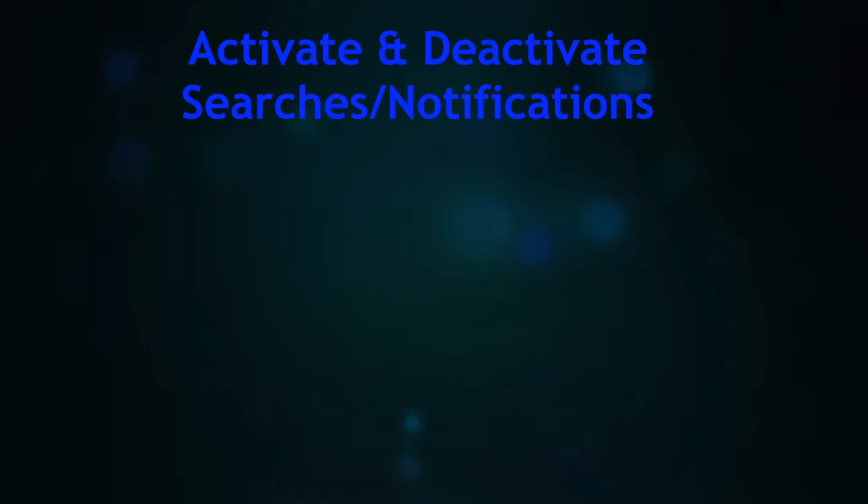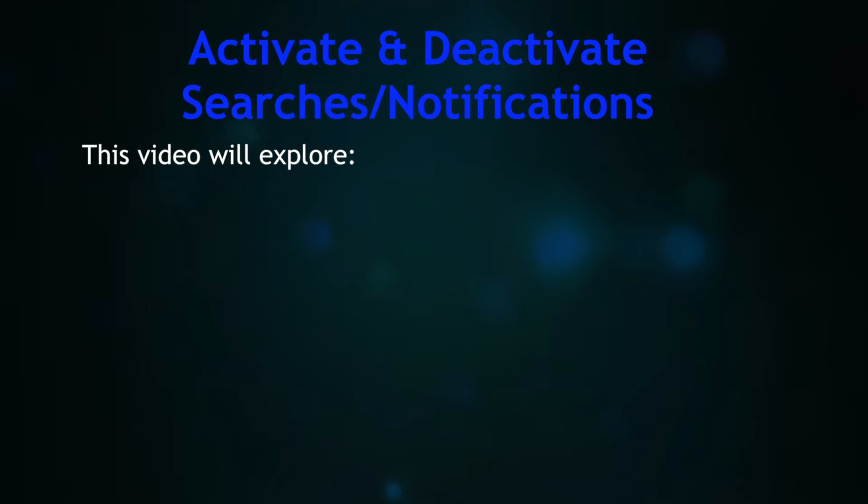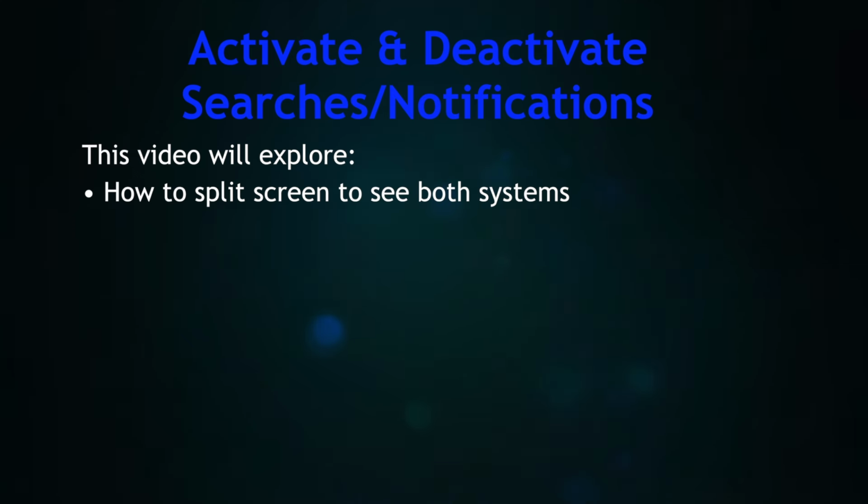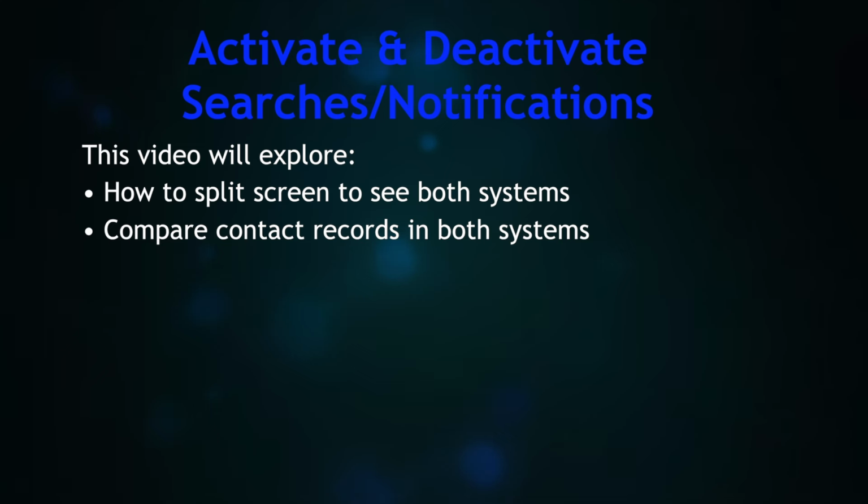Now, as we go through our activate and deactivate search and notifications, we're going to talk about how you split the screen to see both systems, both ML Exchange and Fusion and Paragon. So you're going to see one of your current systems and one of your new systems for Paragon. We're also going to compare contact records in both systems to make sure you've got the right information in both, because what we want to do is verify that your contacts and their information, along with their searches, have come over correctly from ML Exchange or Fusion into Paragon.